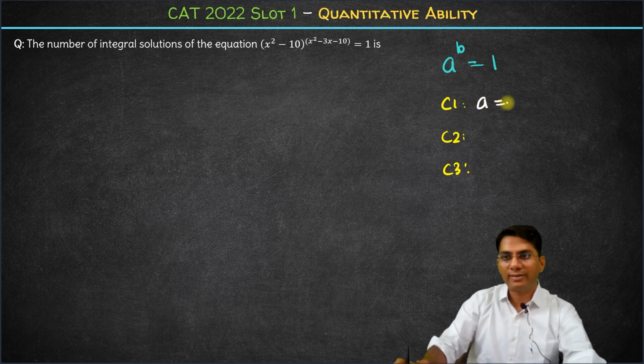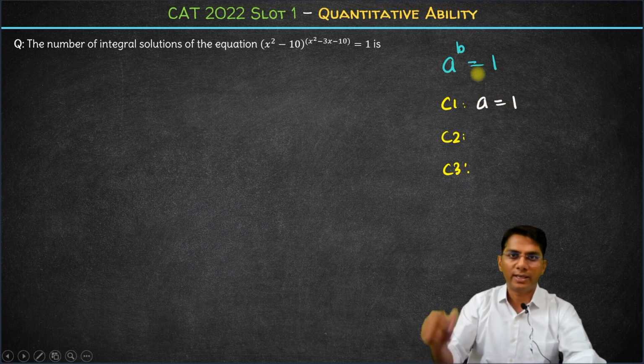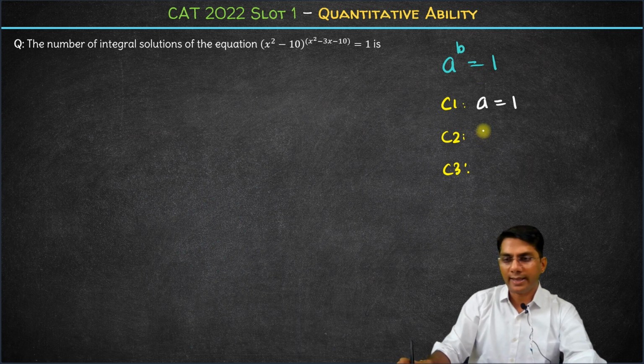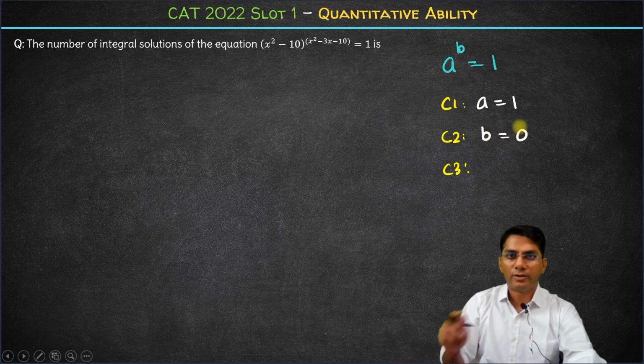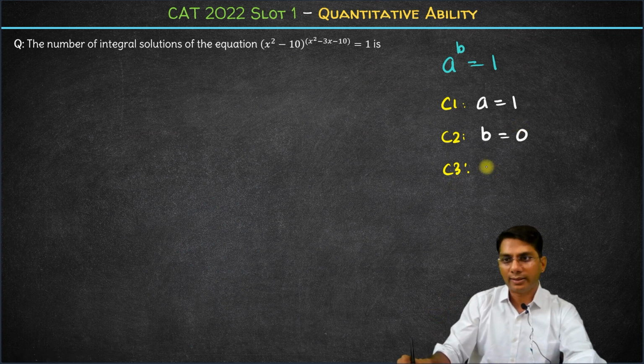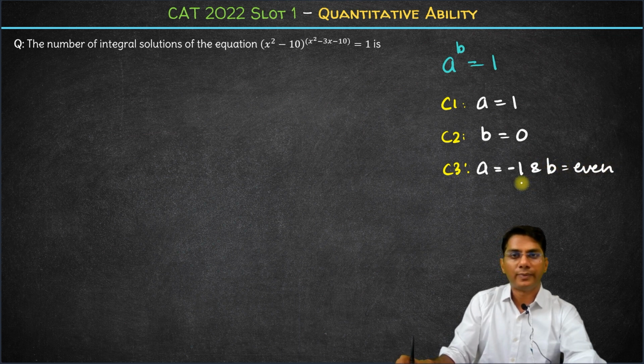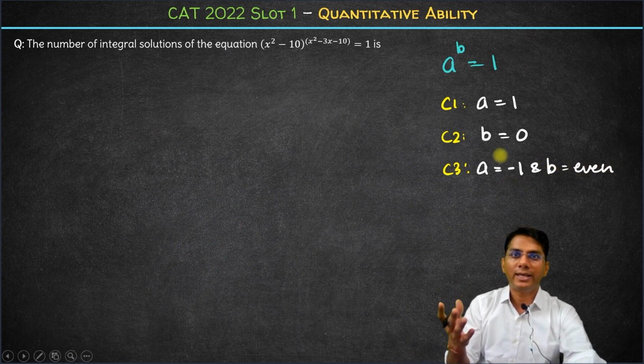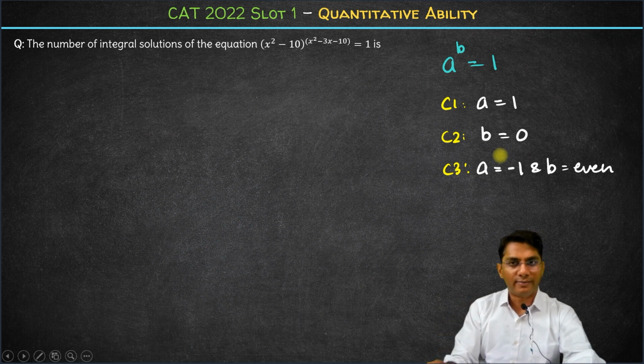What are the three cases? First case is when the base itself is 1. 1 to the power any real number is 1. Second, when the power is 0. So a non-zero base to power 0 is always 1. And the third case is when the base is minus 1 and the power is even. So minus 1 to the power any even number is always 1, right? So these are the three cases that we need to make and solve.